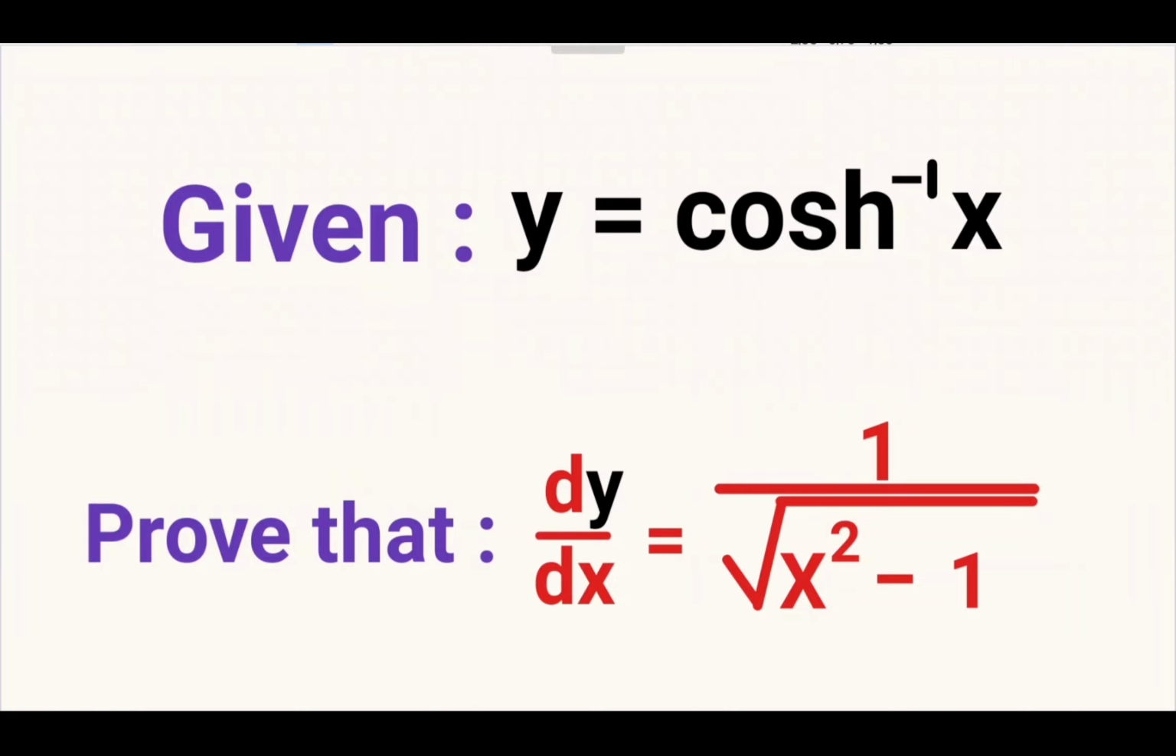My name is Pino. In this video, we are given the inverse of cosh x and we are to prove that its derivative is equal to 1 divided by the square root of x squared minus 1.